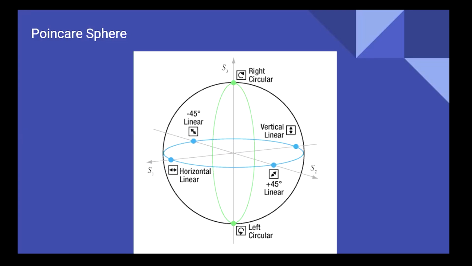But anyway, what you can do is plot S1, S2, and S3 as three axes, and we can form a sphere. At each of the ends of the sphere, for example, if S1 equals 1, then this is perfectly horizontally linear. If S1 equals -1, I have something that's vertically linear.